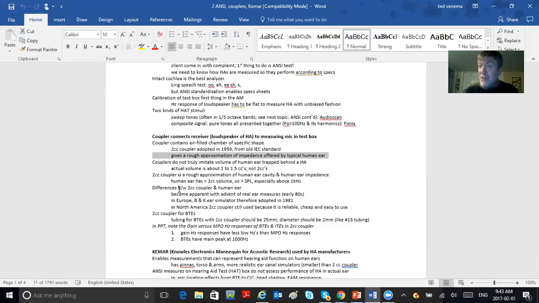And what's different about it? It's called real ear to coupler difference. You'll see the hearing aid doing its thing on an ANSI test. But in the real ear, that volume of air is a little bit smaller. Remember, 1 to 1.5 cubic centimeters instead of 2 cubic centimeters.